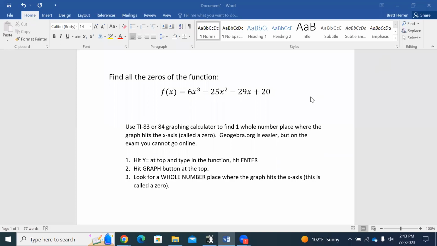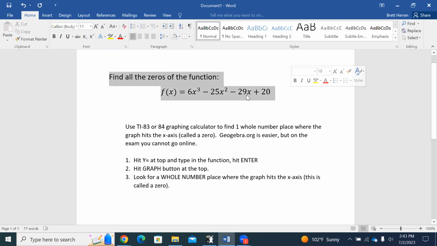Okay, I want to show you how to use your TI 83 or 84 graphing calculator to help you find zeros of a function. So here's a question. It says find all the zeros of the function, and it gives us f of x equals 6x cubed minus 25x squared minus 29x plus 20. Now, the zeros mean the places where the graph hits zero, where it hits the x-axis, in other words.